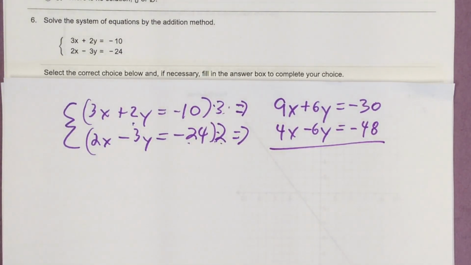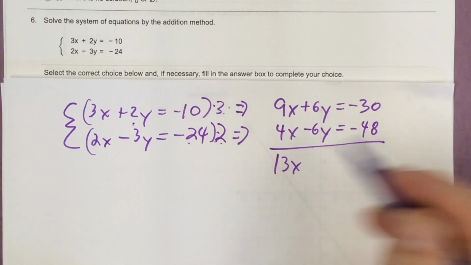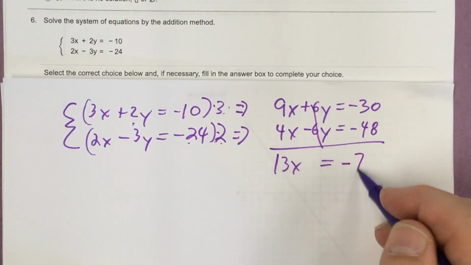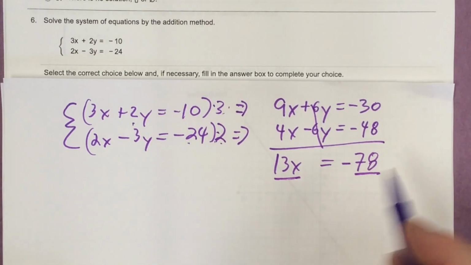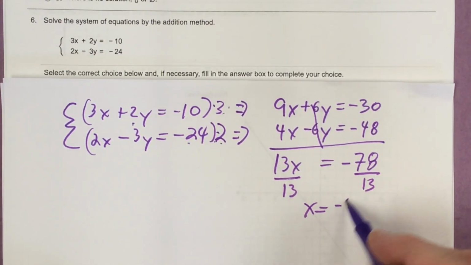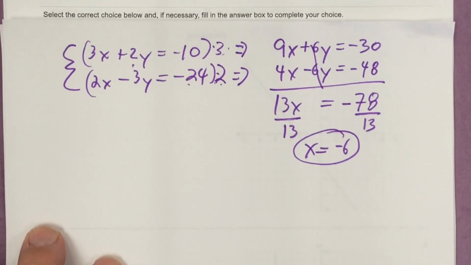Now I can add those together and you should see that the y is going to be eliminated from here. So we're going to have 9 plus 4, that's going to be 13x. That crosses out. And then negative 30 plus negative 48, that's going to be equal to negative 78. Now for this one you probably want your calculators, but if I take both sides and I divide it by 13, I'm going to have x is equal to negative 6. And at least for this, that's the solution I get for x. We're going to go ahead and want to check that now and see what solution we get for y.